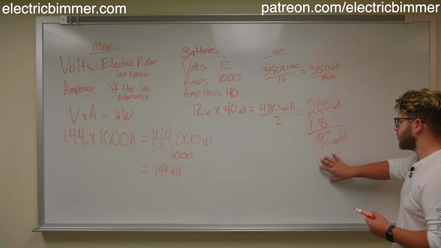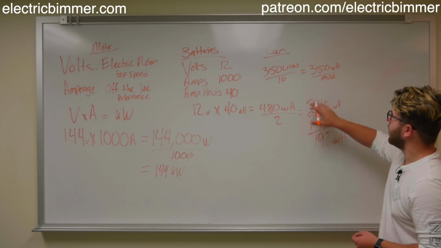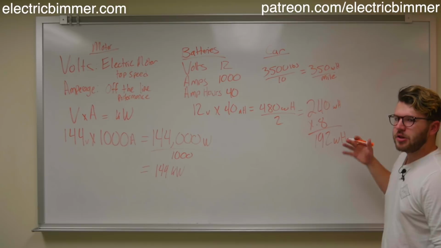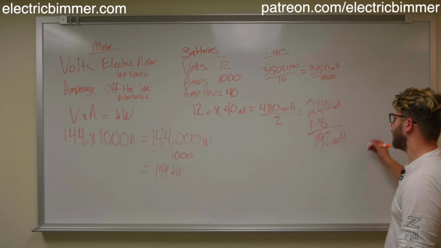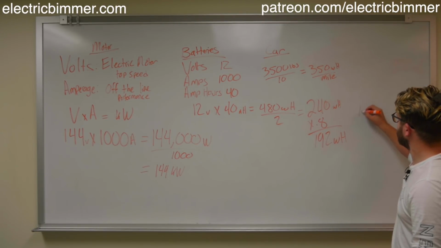So for example, if you take this 192 watt hours now and we divide it by our 350 watt hours per mile, you can see it's not even going to go a full mile with that. It's going to be like half a mile.